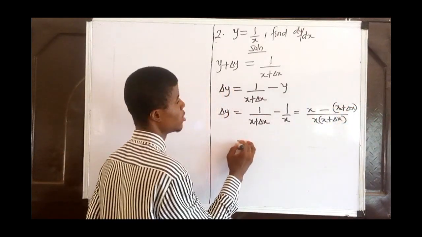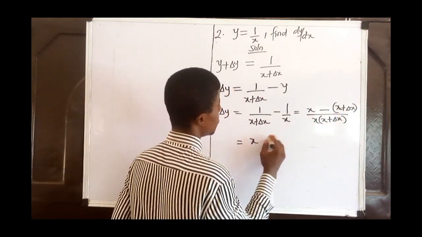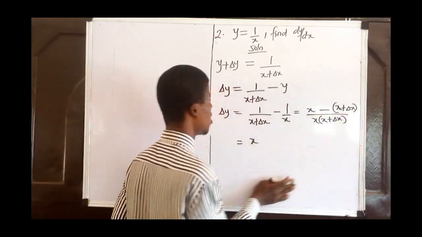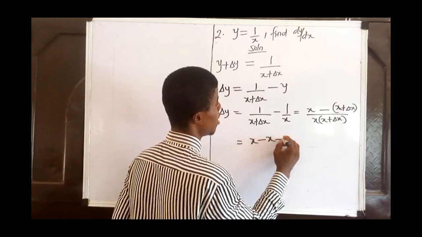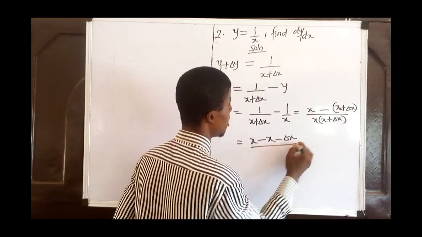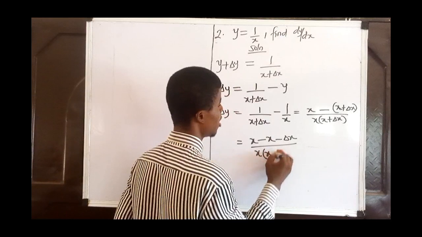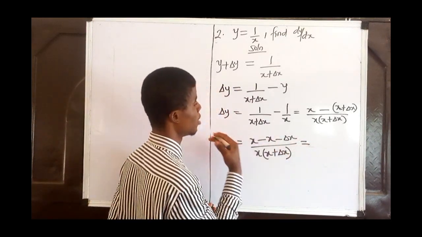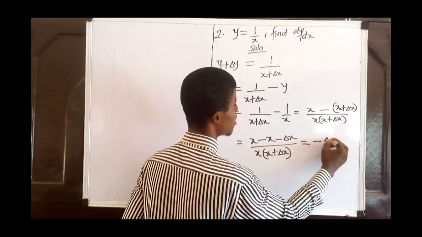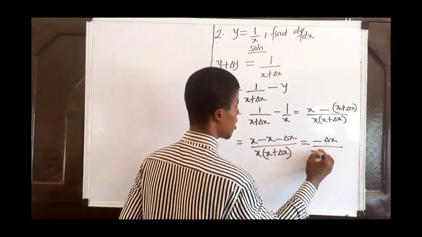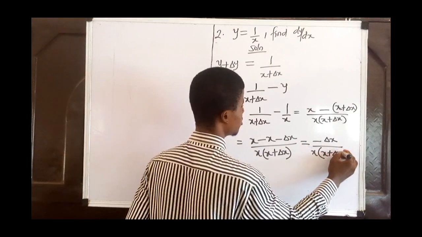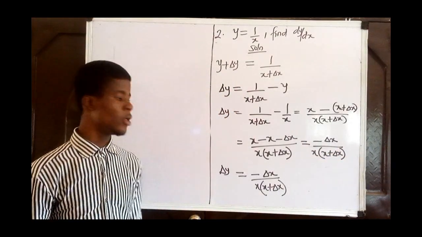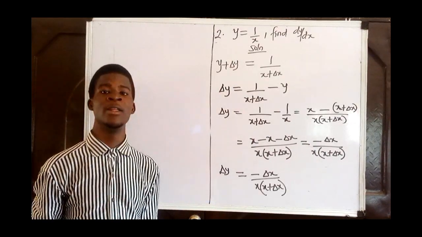So what I have now is x, and this negative sign outside will affect the bracket to give us minus x minus delta x, all over x times x plus delta x. And x minus x is 0, leaving negative delta x all over x times x plus delta x. What we'll do now, as the next step, is to divide both sides by delta x.